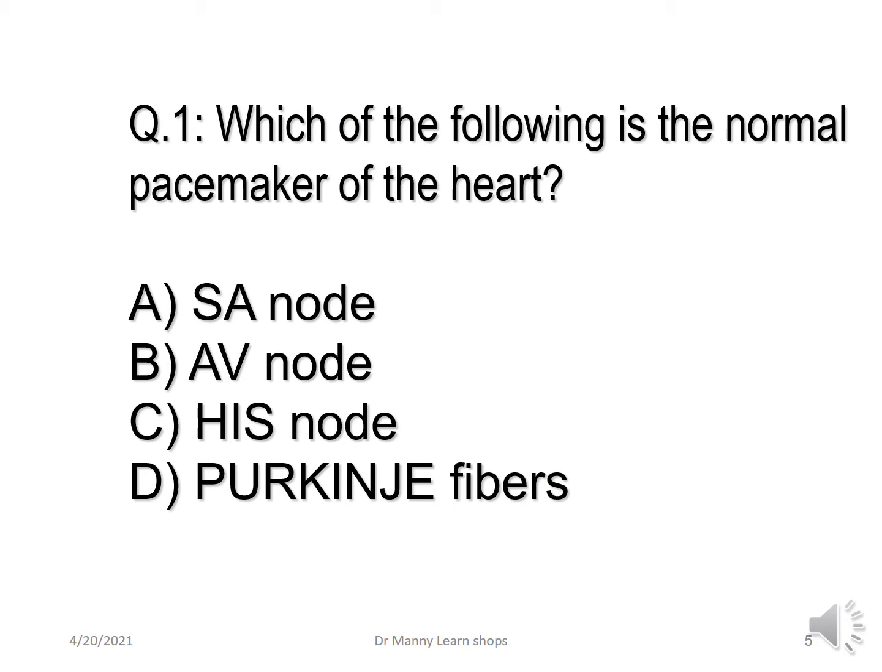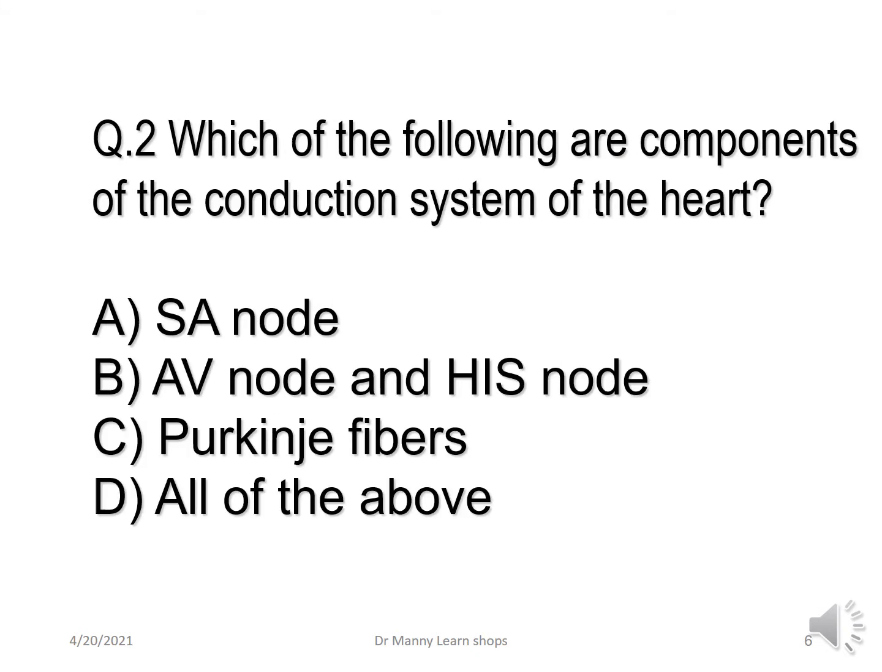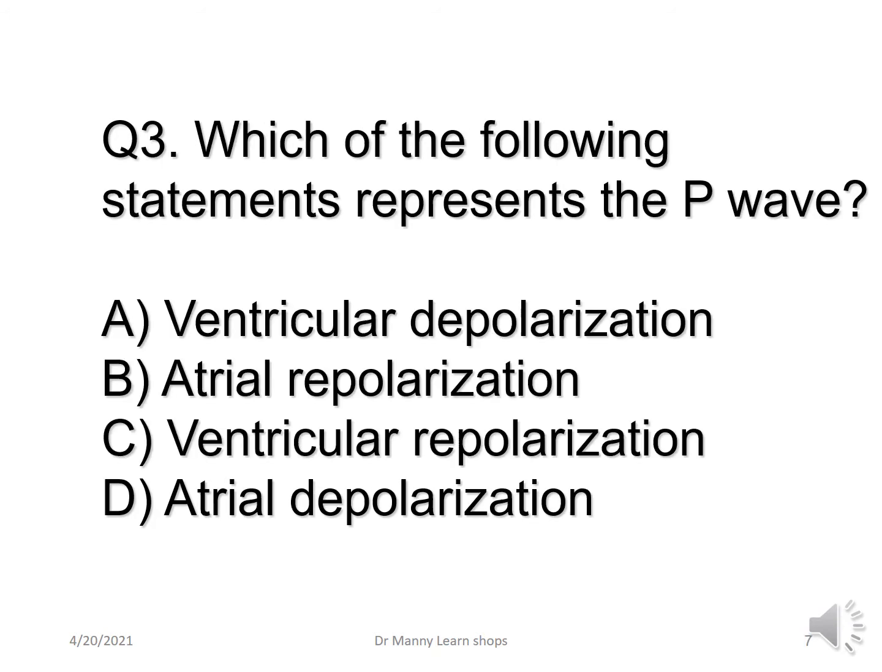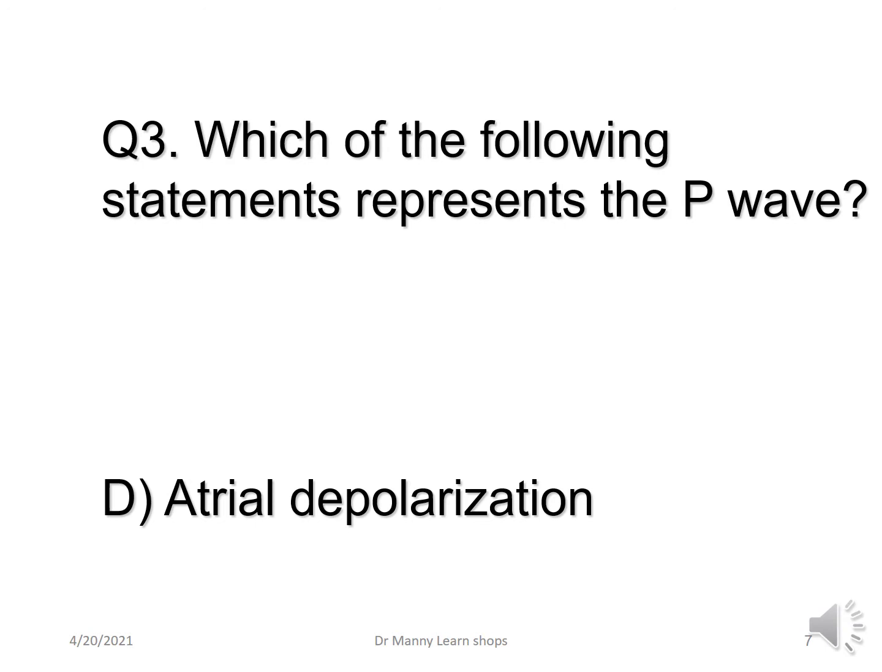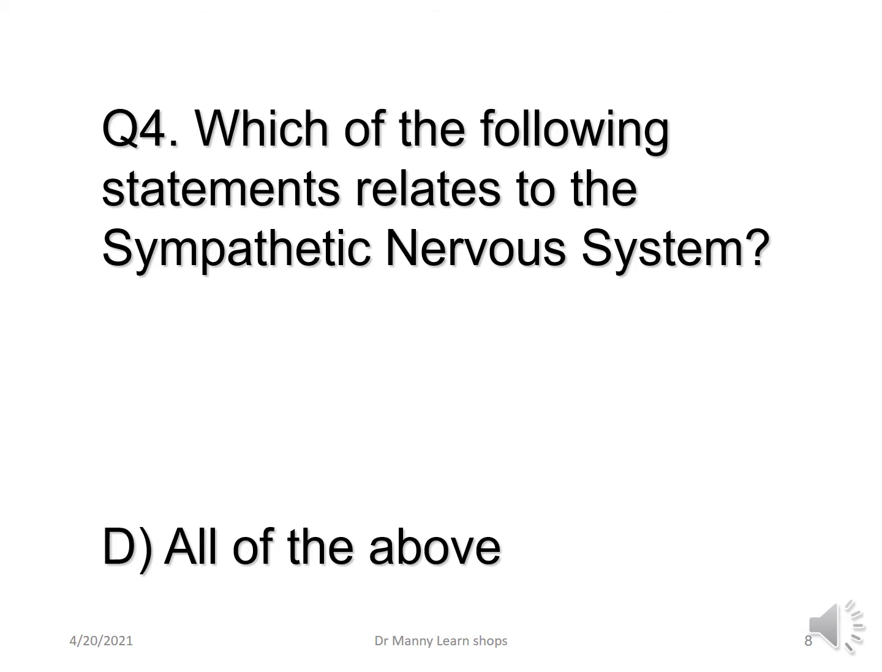So which of the following is a normal pacemaker of the heart? Sinoatrial node. Which of the following are components of the conduction system of the heart? The answer is D. Which of the following statements represents the P wave? The answer is D, atrial depolarization. Which of the following statements relates to the sympathetic nervous system? They all do.